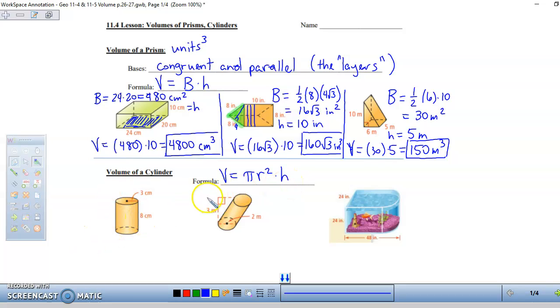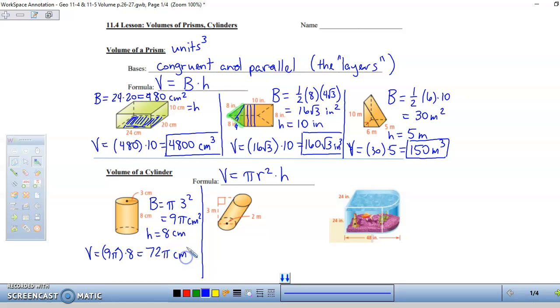Okay, so looking at number 1 here, let me cut this off. So base area is pi, and then radius is 3 squared, so that's going to be 9 pi. And then height, so I would need 8 layers of circles, so my height is 8 centimeters, and that's centimeters squared. Okay, volume, base area is 9 pi, and then times the height. So 9 times 8 is 72 pi, and that is centimeters cubed.